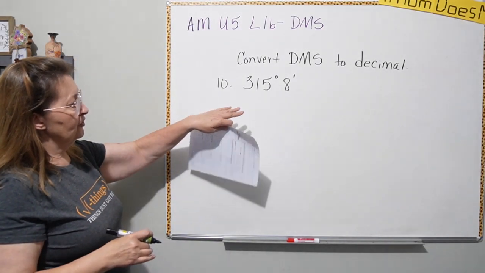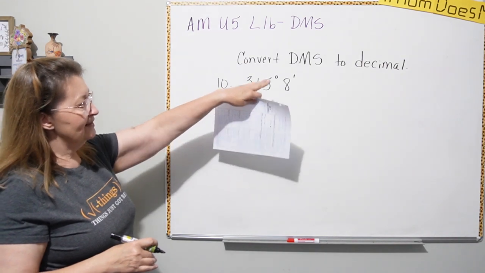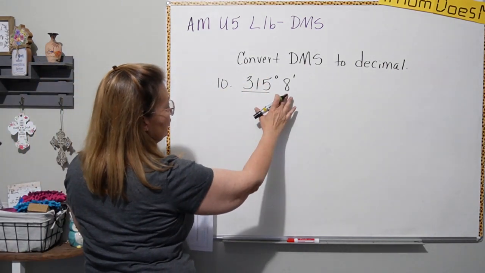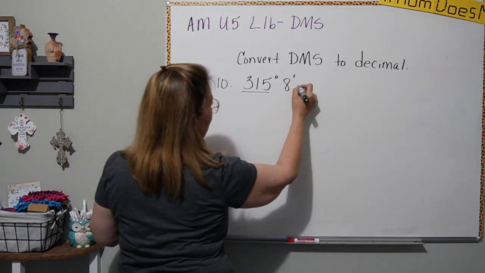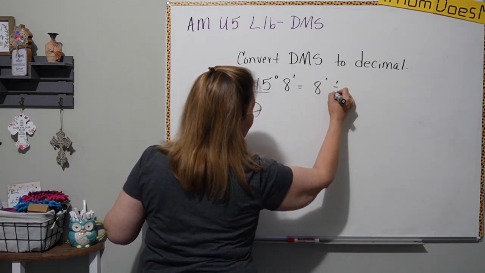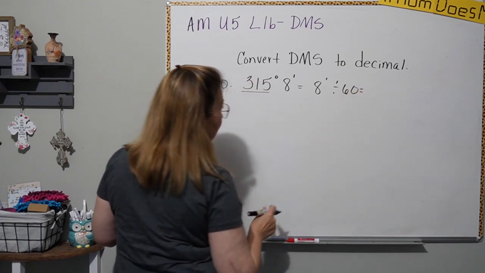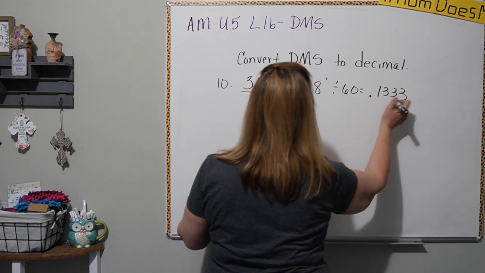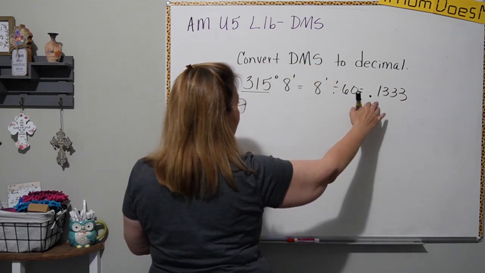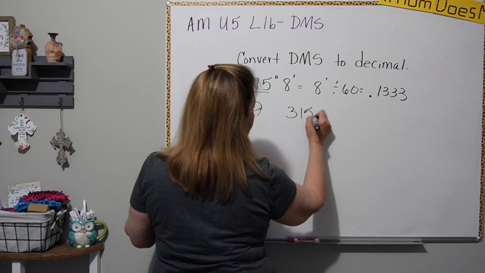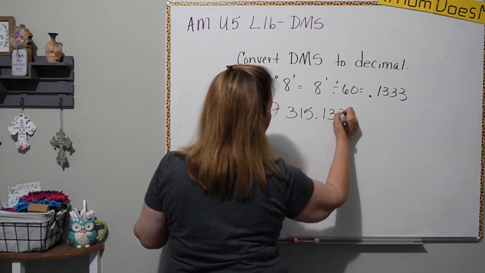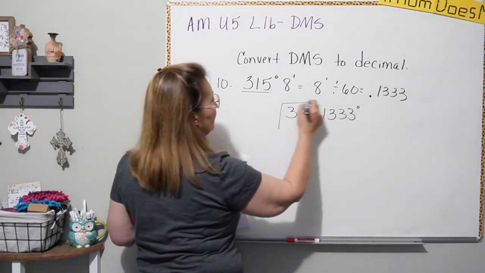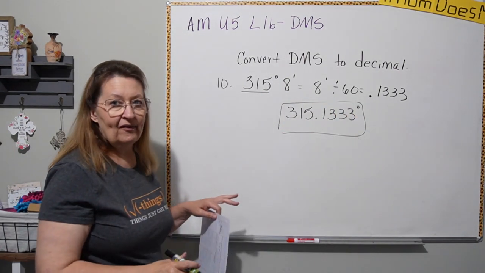Okay, number 10, I've got 315 degrees, 8 minutes DMS, and I want to change it to decimal. I'm not fooling with the degree part. I'm just going to try to convert the minutes to a decimal. So I'm going to take 8 minutes and divide it by 60. Now when you divide 8 by 60, you're going to get 0.1333. We're going to add 315 degrees to that, and that's going to get us a final answer of 315.1333 degrees. And we are going to be going out to 4 decimal places on these.